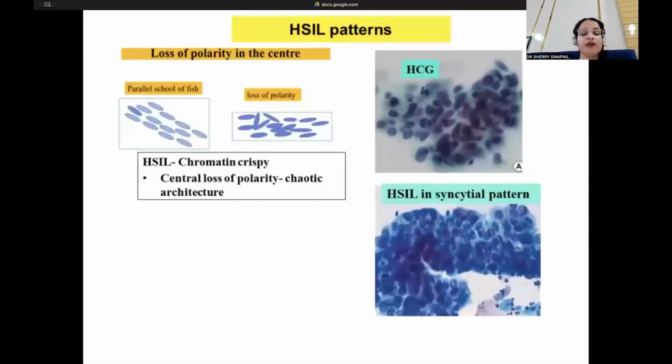So for the HSIL pattern, an important point we should note here is that if the cells are arranged in groups, no matter whether in syncytial pattern, aggregates, or hyperchromatic crowded grouping, the loss of polarity will be there. Basically, when the nuclei are arranged parallel to each other, this is called parallel school of fish. Now you can see in the center, the nuclei are arranged haphazardly. They are chaotic. They are not arranged in a single line, or even parallel to each other. So while reporting HSIL, you should look for loss of polarity as well. Next slide, please.